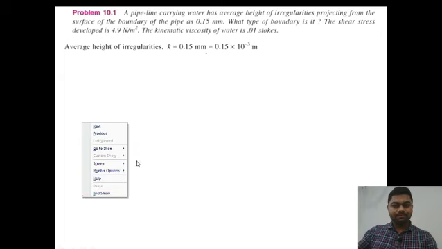So, the first thing which is given is the average height of irregularities, 0.15 mm. Convert this mm into meters by multiplying with 10 to the power of minus 3. So, the average height of irregularities becomes 0.15 into 10 to the power of minus 3 meters.